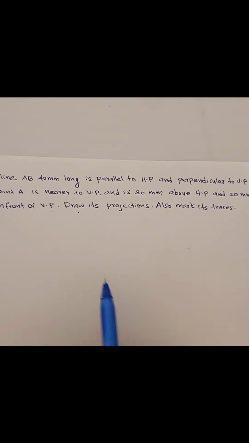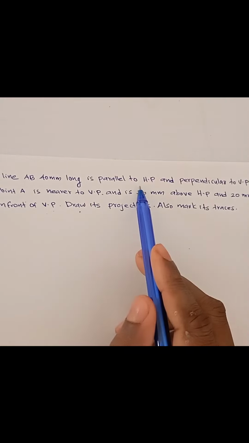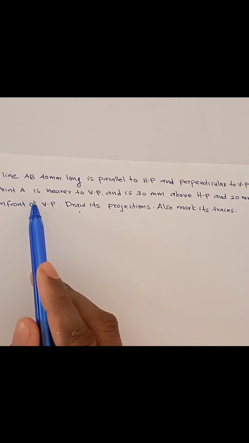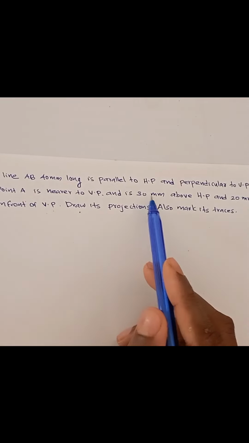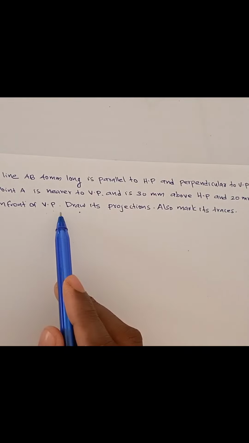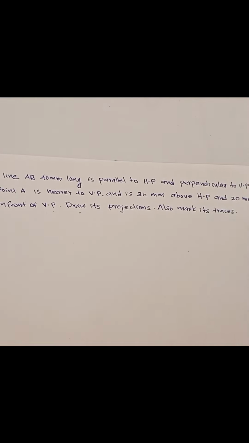Let's discuss a question based on projection of lines. The question is: a line AB 40 mm long is parallel to HP and perpendicular to VP. Point A is nearer to VP and is 30 mm above HP and 20 mm in front of VP. Draw its projections, also mark its traces.